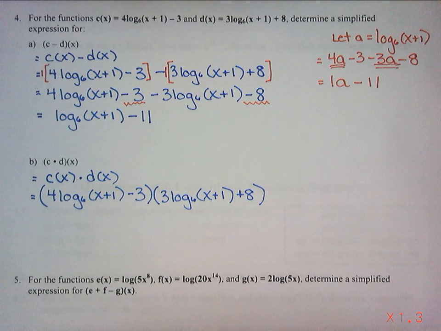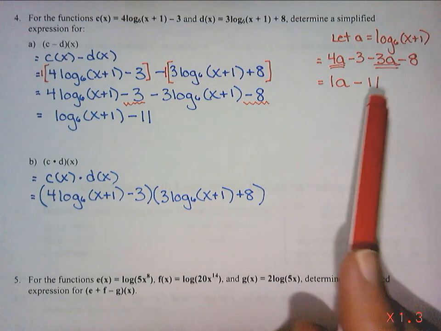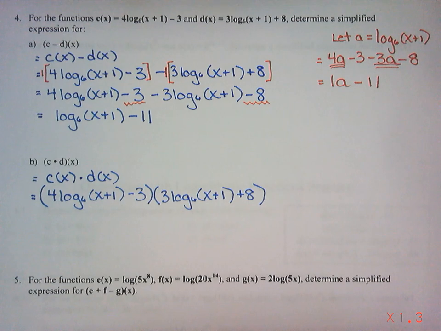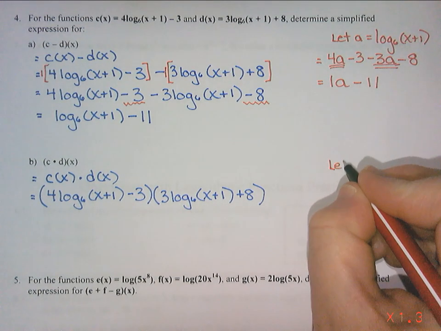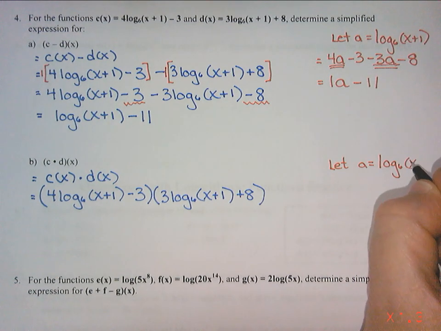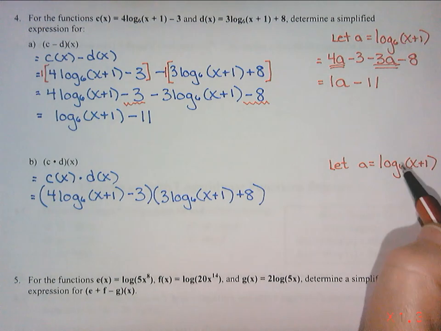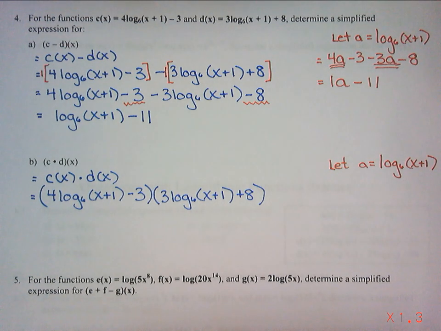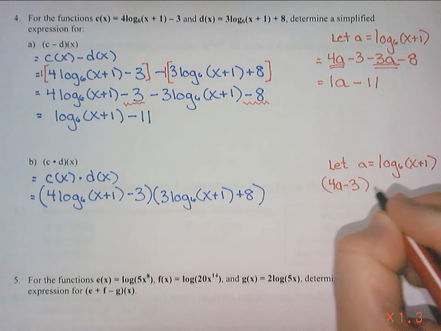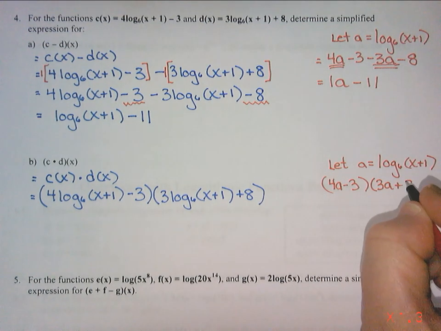Now, same thing as with the addition and subtraction, you can use variable replacement. And I actually, when you're doing multiplication, might suggest that. You're welcome to do the distribution with the logs, but sometimes that gets a little bit complicated. So I might be inclined to let A equal log base 6 of X plus 1. So I don't include an exponent on the log. I just take the log with the base and the argument. That's it. That's what I take out. So this is going to give me 4A minus 3 times 3A plus 8.